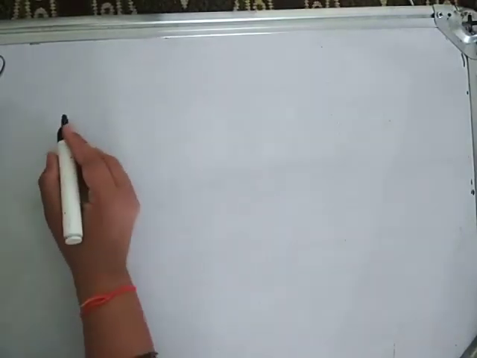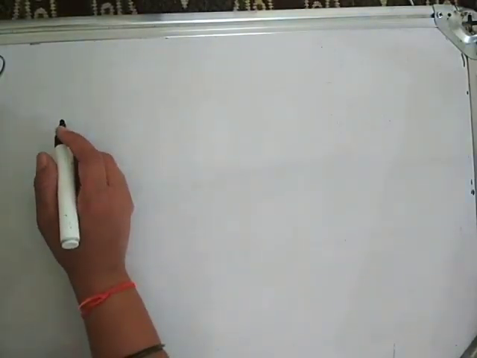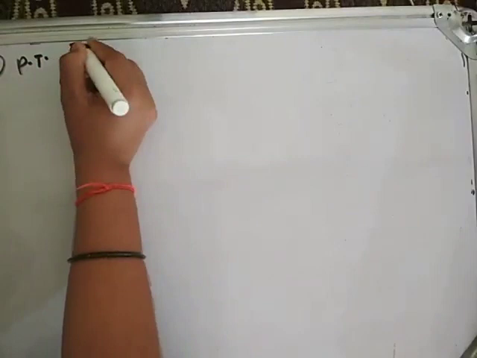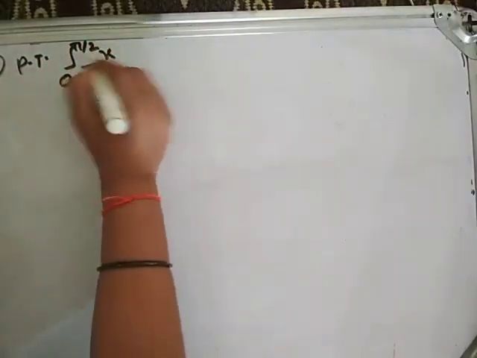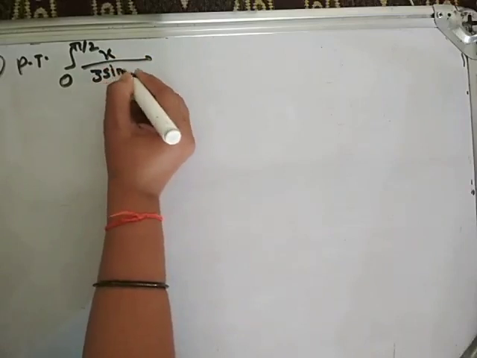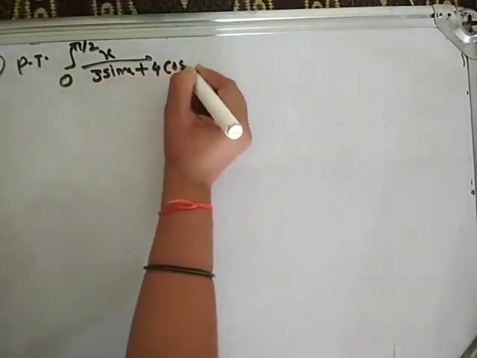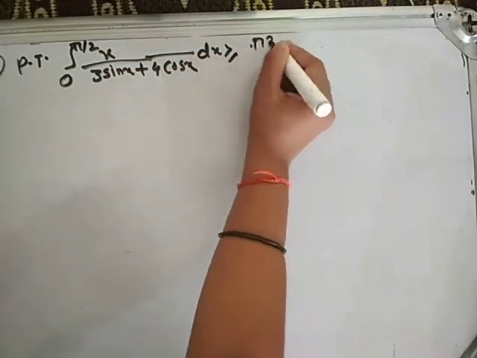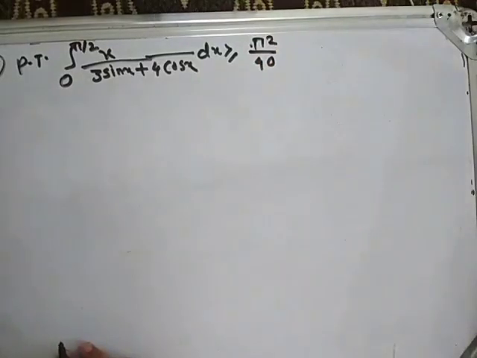Let us take the third example. Third example is: prove that integration from 0 to pi by 2 of x upon 3 sin x plus 4 cos x dx is greater than or equal to pi square upon 40.